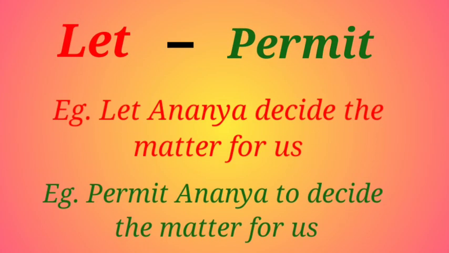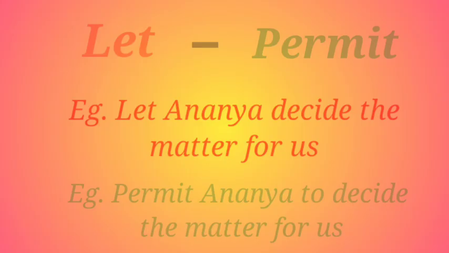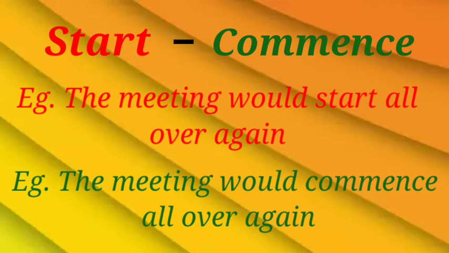Acceptable instead of alright. Example, the presentation that she made was alright. The presentation that she made was acceptable. Permit in place of let. Example, let Ananya decide the matter for us. Permit Ananya to decide the matter for us. Commence instead of start. The meeting would start all over again. The meeting would commence all over again.